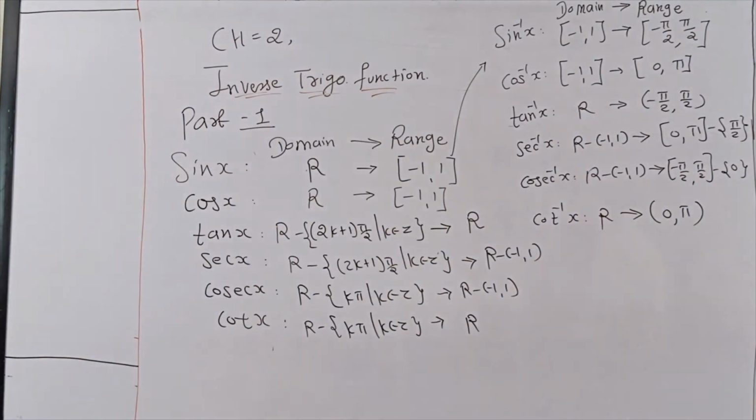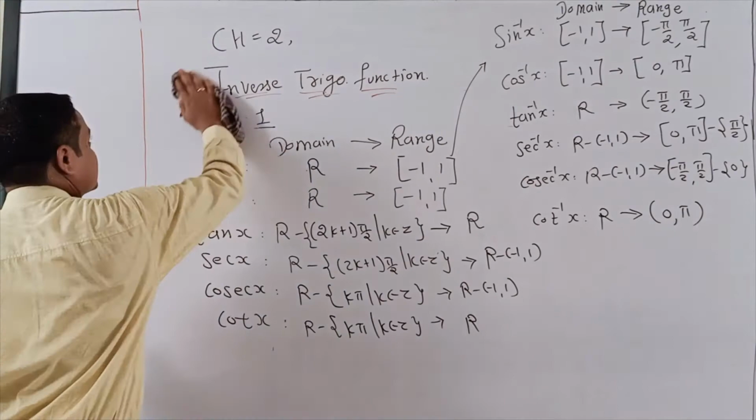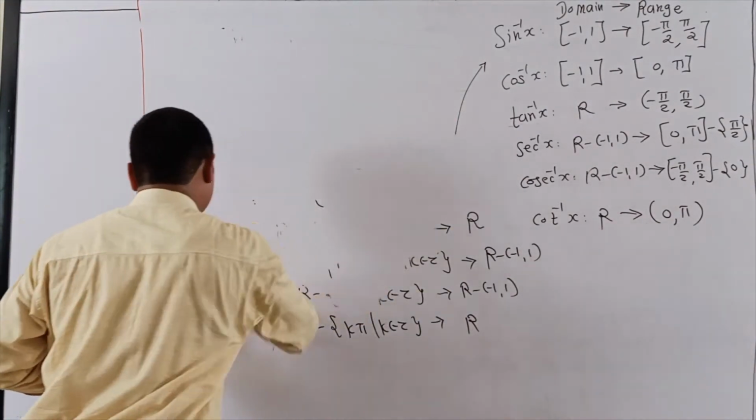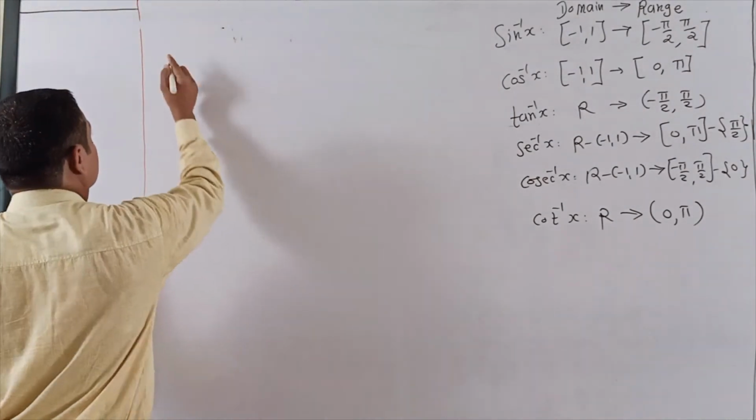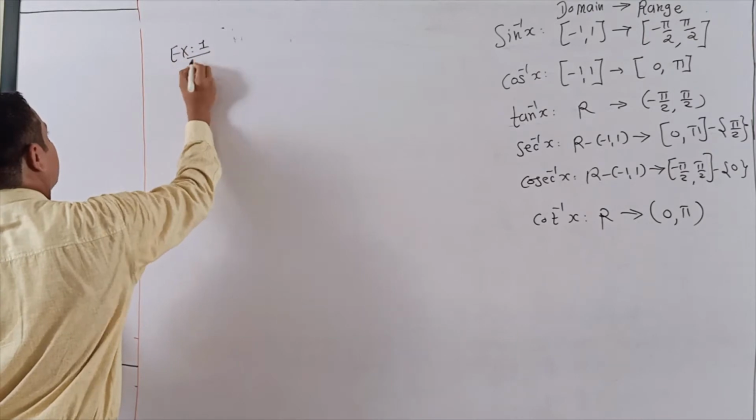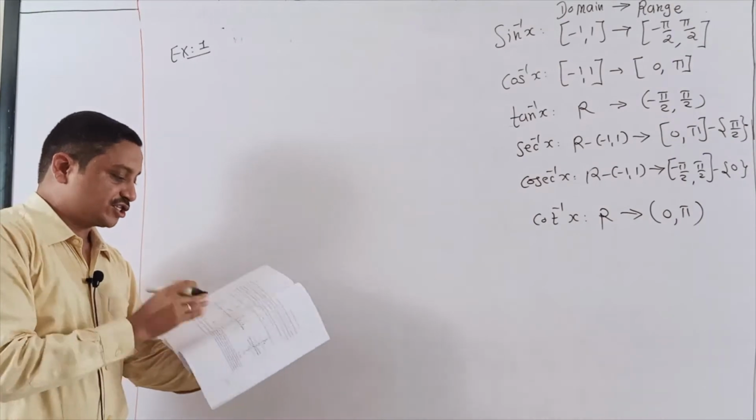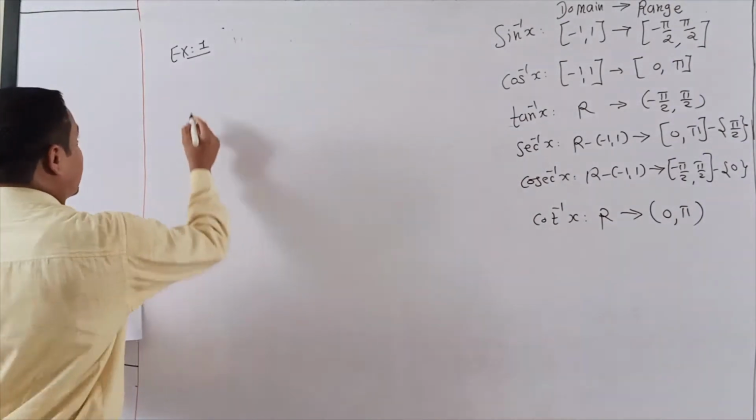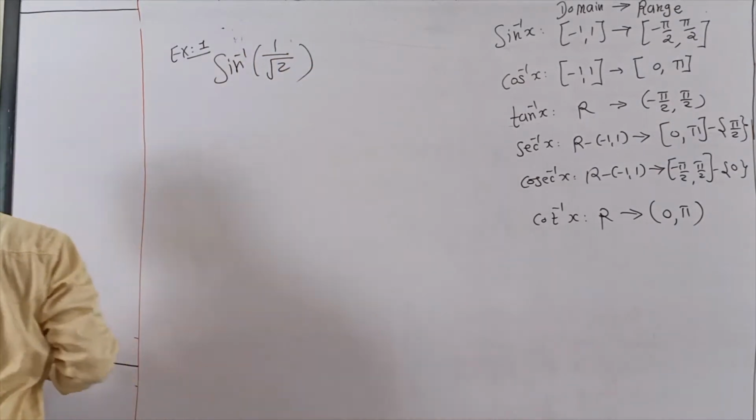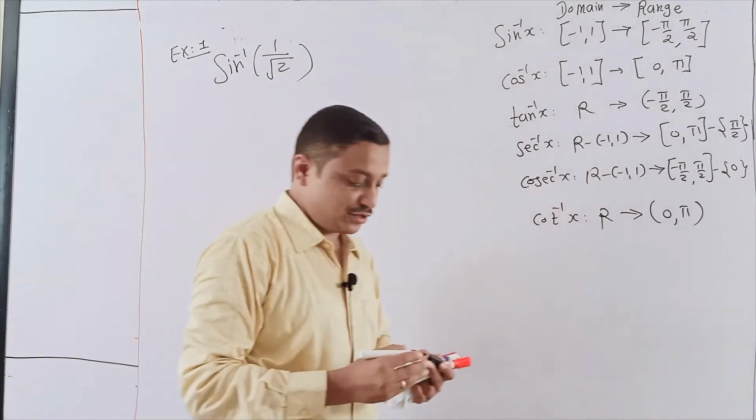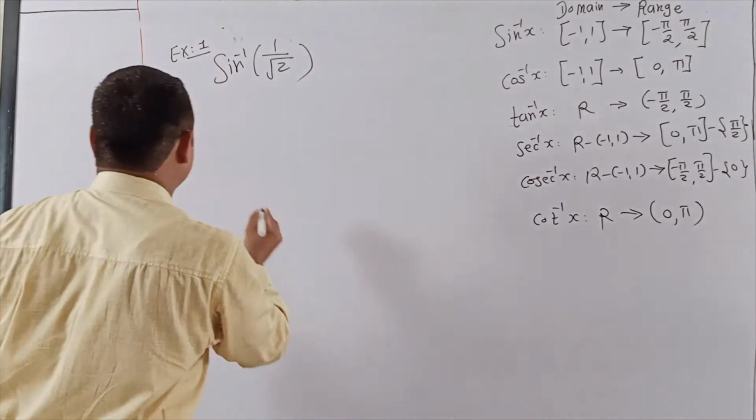So now I go to one of the basic numericals for this chapter. First I go to example number 1, students. Find the values of the given inverse trigonometric functions: sine inverse 1 by root 2. Yes, students, you know that when sine is 1 by root 2, it is 45 degrees. So the answer is 45, but I am going to do it method-wise.